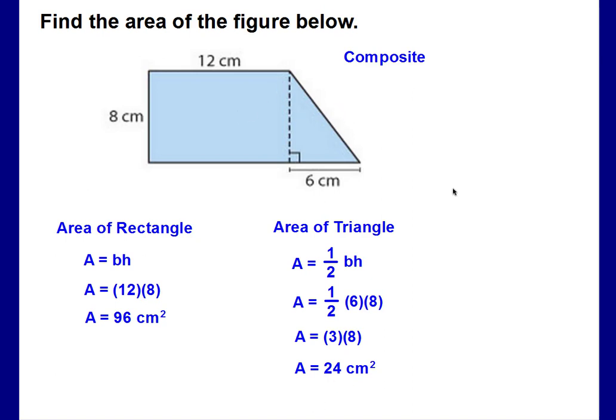Now that I know the area for both of my shapes, I'm going to go ahead and add them together. The total area is going to be the area of the rectangle, 96, plus the area of the triangle, 24. Total area, 120 centimeters squared.